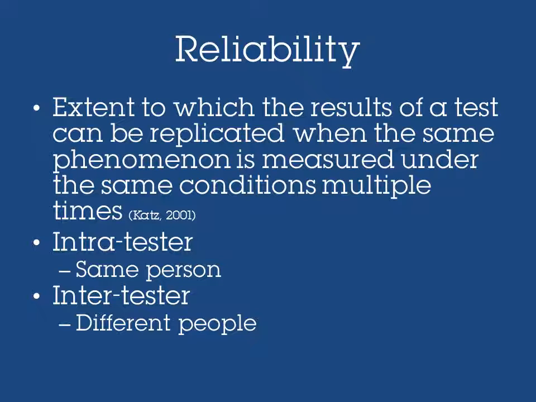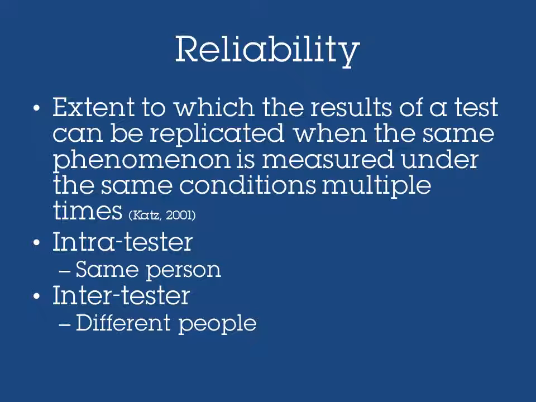Intra-tester means we want to check the reliability within the same person. For example, if we were going to do a study to see the intra-tester reliability of a clinician's ability to take goniometric measurements, we would have the same clinician measure the same person's knee flexion with the same goniometer multiple times. Ideally, for that measure to have high intra-tester reliability, we should get the exact same numbers every single time.